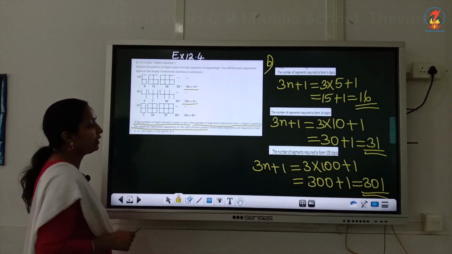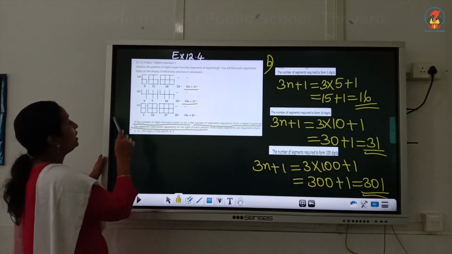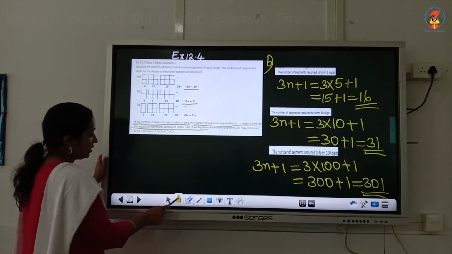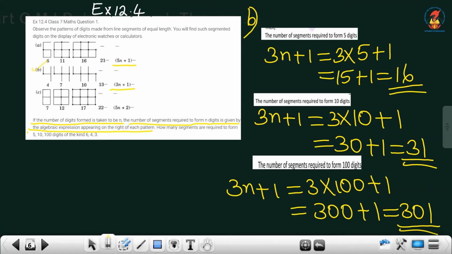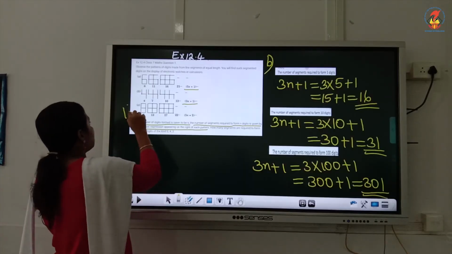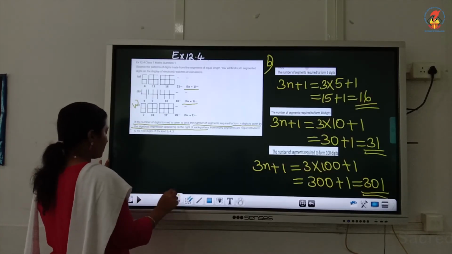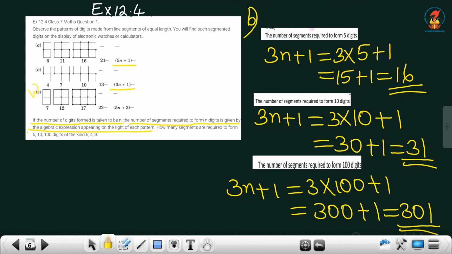31 line segments are required to form 10 digits of the second pattern. 301 line segments are required to form 100 digits of this second type pattern. I hope it's clear for everyone, and do the C question as homework.